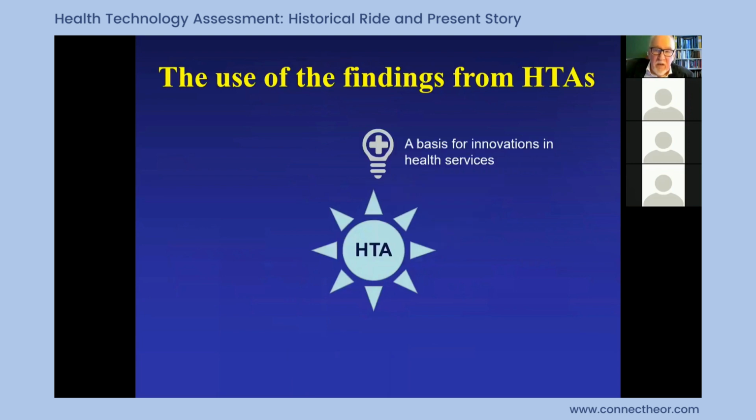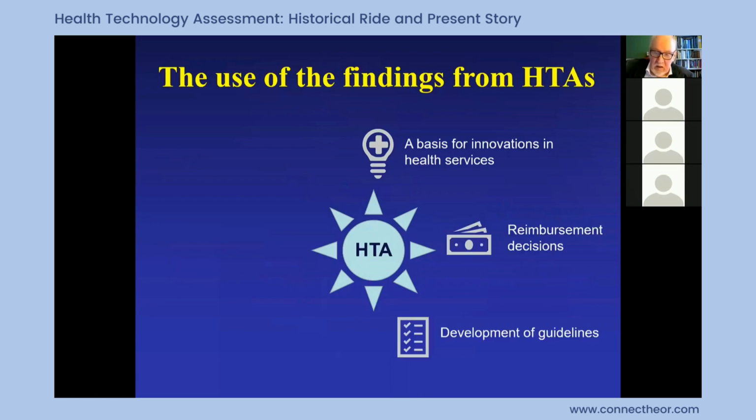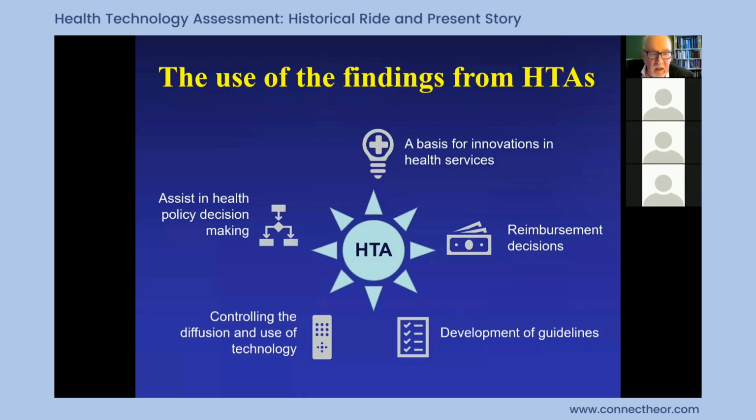The use of the findings from HTA, what can it be used for? First of all, a basis for innovations in health services. Second, reimbursement decisions can be helpful with an HTA in the background. Development of guidelines, popular today, and it can be used to control the diffusion and use of technology. Not all hospitals need, for example, a CT scanner, but an HTA can tell how CT scanners should be diffused in the country. Next, assist in health policy decision-making and also to some extent in clinical decision-making. Next.